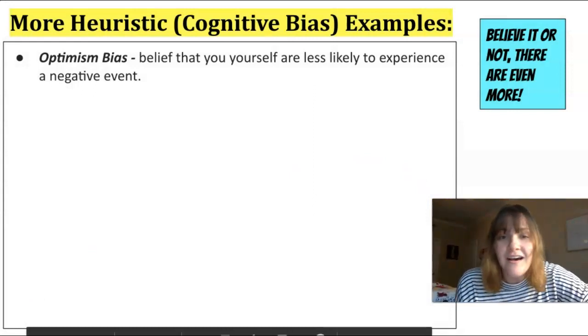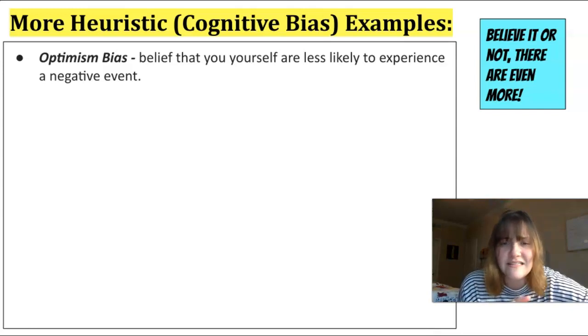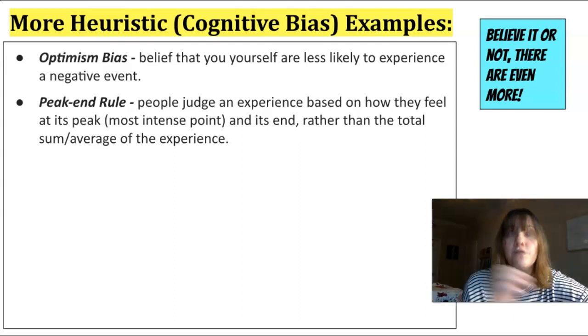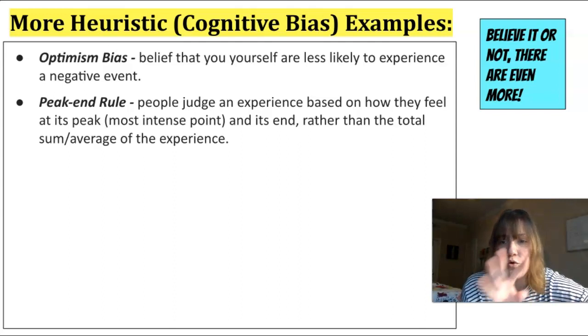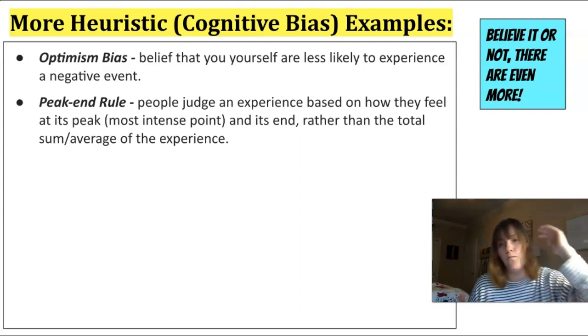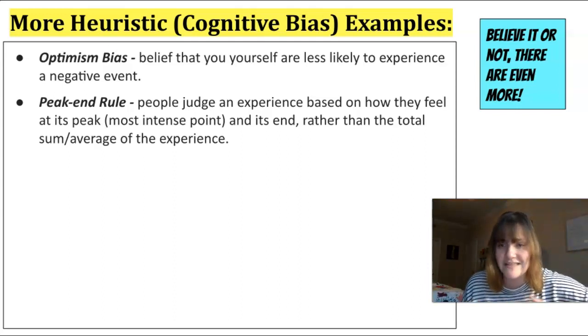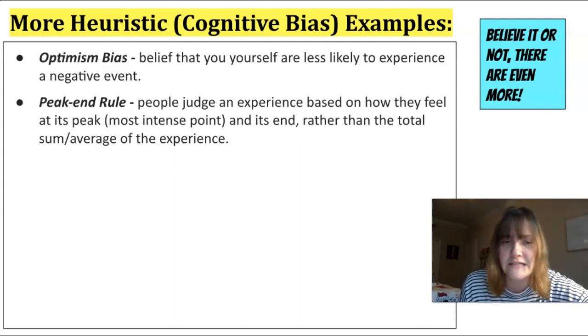Okay. Anyway, optimism bias. I definitely experience this idea that you're less likely to experience a negative event. The peak end rule. This is the idea that people are going to judge an experience based on how they feel at its peak, which is its most intense point, versus at its end, rather than the total sum or average of the experience. So people are going to remember how they felt at the most intense point of an experience and at the end. So maybe even if there's a low point in the middle, if that's not the most intense point, then it won't really come into their feelings about it.